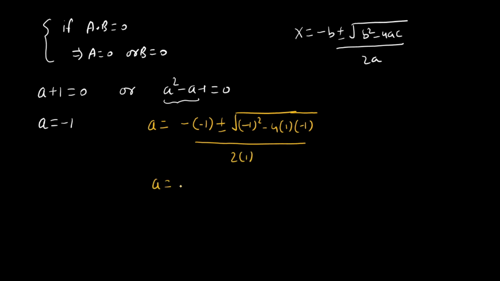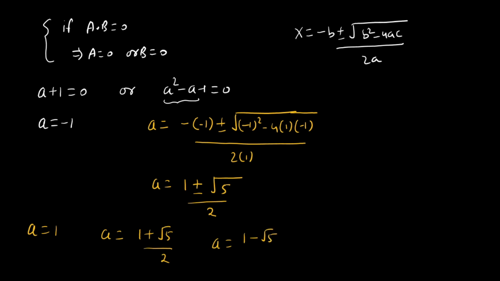Then a is equal to (1 ± √(1 + 4)) / 2, because minus times minus 1 gives plus 1, and (−1) squared is 1, and −4 multiplied by 1 is −4, and −4 multiplied by −1 gives plus 4. Plus 4 plus 1 is 5 over 2. Here the values of a: if we take the positive sign, then a = (1 + √5)/2, and the other value of a is (1 − √5)/2.